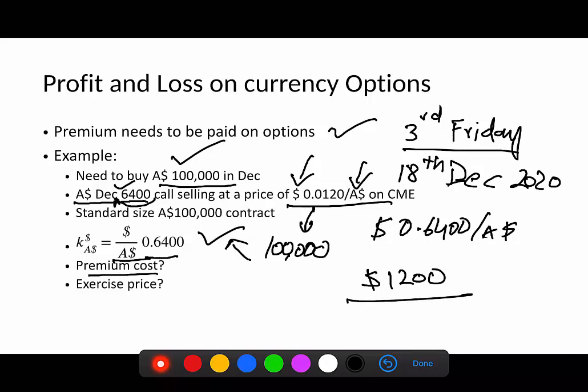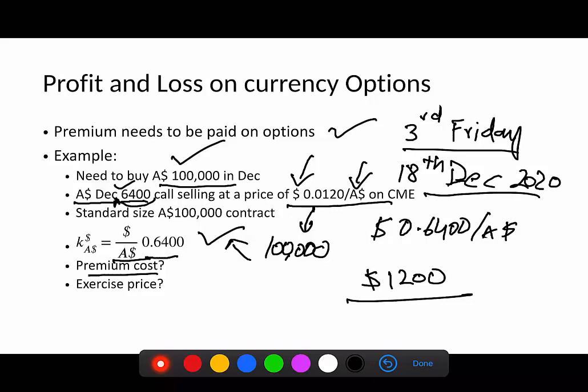So this is the premium cost. Once you pay that, now you have the right to buy Australian dollar 100,000, and that right will expire on 18th December, because that will be the third Friday in the year 2020 when the call option contract will expire.